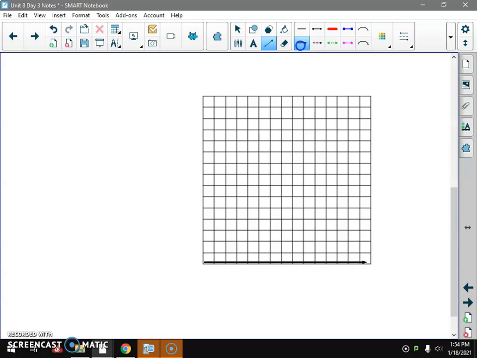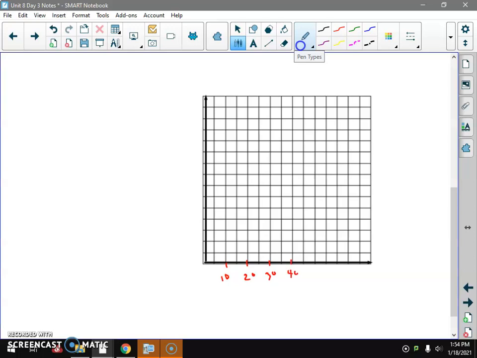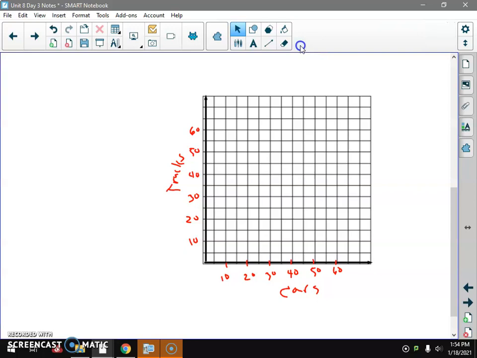Here's X, here's Y. I think if we go by 5s, 10, 20, 30, 40, 50, 60. Remember that's cars, and trucks, 10, 20, 30, 40, 50, 60. All right, what are our intercepts?